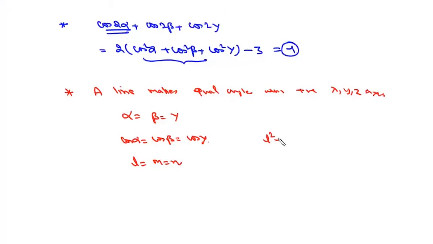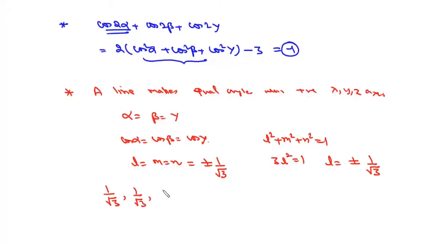Now we know that l square plus m square plus n square is 1. So from here we can write 3l square equals 1, or value of l is plus minus 1 by root 3. So if a line is equally inclined to all the 3 axes, then its direction cosines are either 1 by root 3, 1 by root 3, 1 by root 3, or minus 1 by root 3, minus 1 by root 3 and minus 1 by root 3.